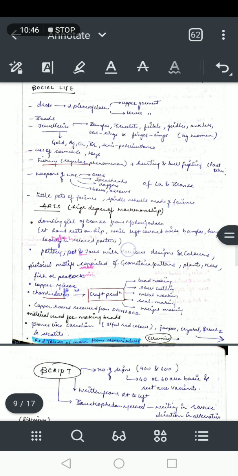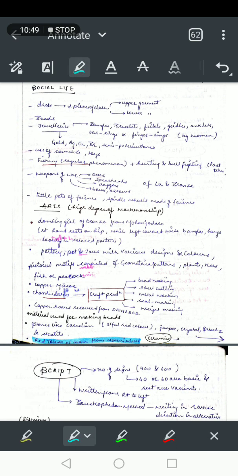If we talk about social life, they used to wear two pieces of cloth, an upper garment and a lower garment. They used to wear jewelry: beads, bangles, bracelets, fillets, girdles, anklets, earrings, finger rings. These were worn by women. The various jewelry was made up of gold, silver, copper, bronze, semi-precious stones. There was the use of cosmetics, and toys also.